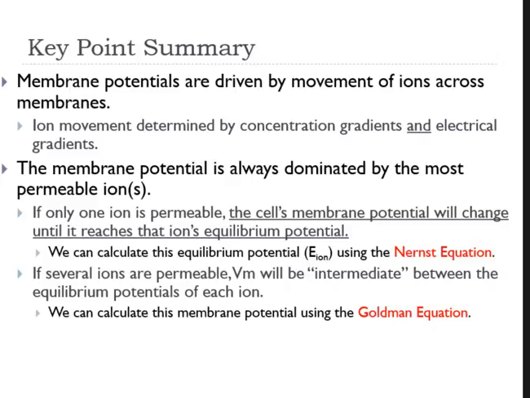If several ions are permeable, which is almost always true in real life, then the membrane potential will be intermediate between the equilibrium potentials of the ions, and we can calculate that membrane potential using the Goldman equation, which is this guy. And this allows us to properly weight the concentration gradients as well as the relative permeabilities to calculate what the membrane potential will be in this real cell.